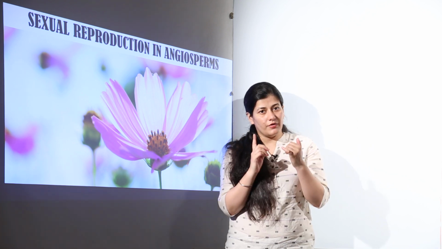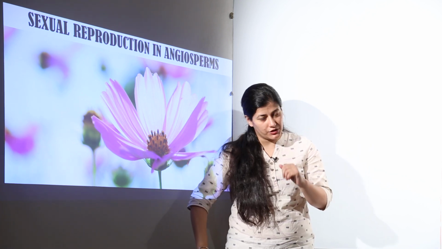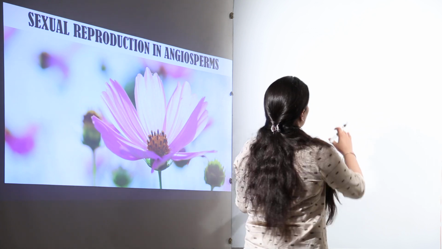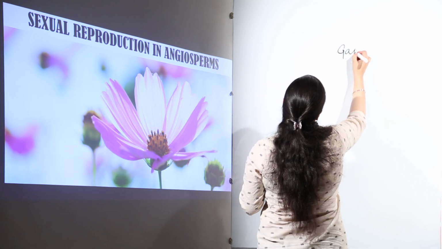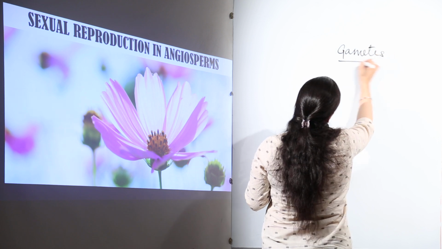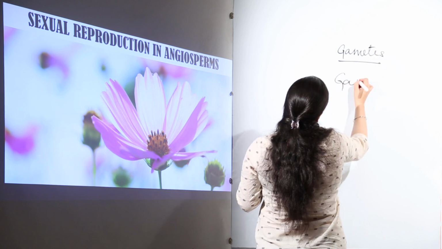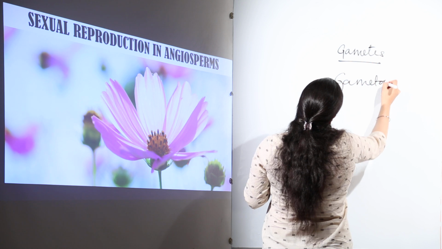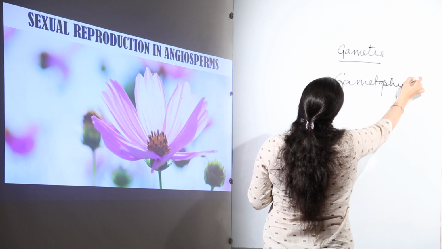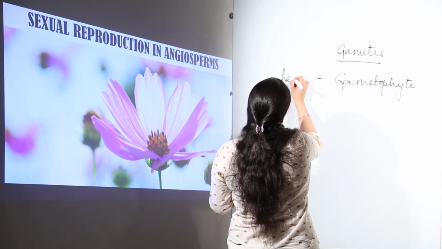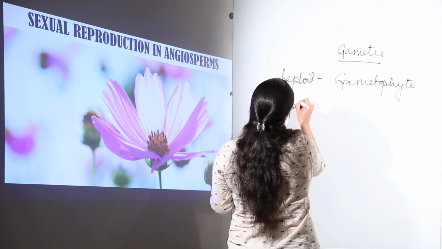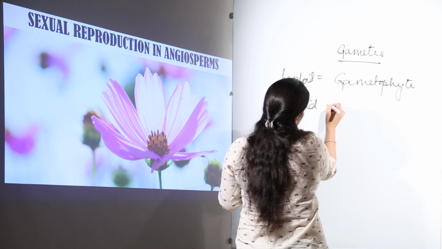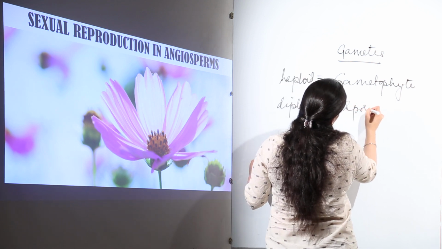Now, when we talk about sexual reproduction, I would ask you to recall what we have studied: there has to be formation of gametes inside that zone of the plant which is known as the gametophyte. It is haploid, while the diploid part is the sporophyte.